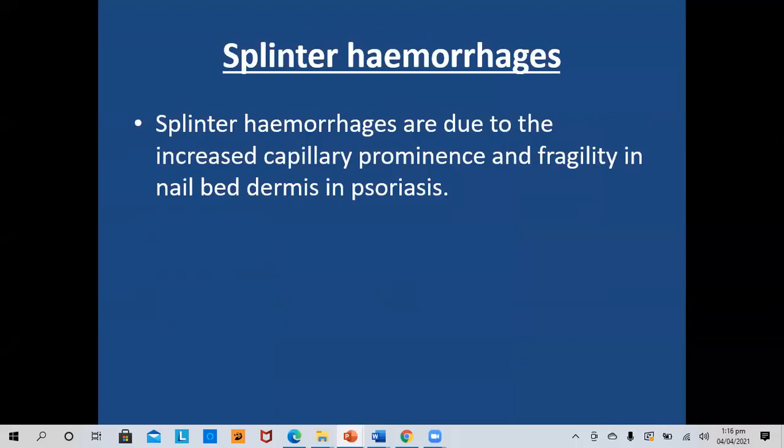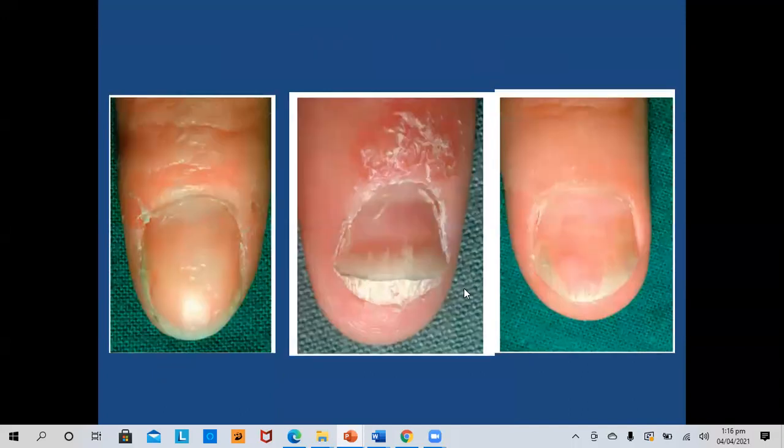Splinter hemorrhages are due to the increased capillary prominence and fragility of the nail bed in patients of psoriasis. So this is subungual hyperkeratosis, this is distal onycholysis and oil drops, and these are pits. And you can see the psoriatic lesion on the proximal nail fold as well.